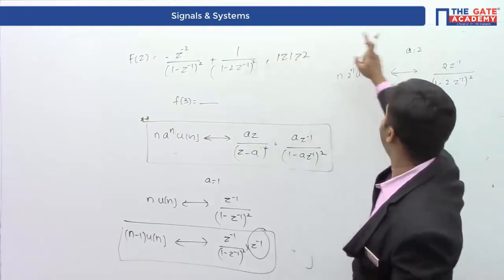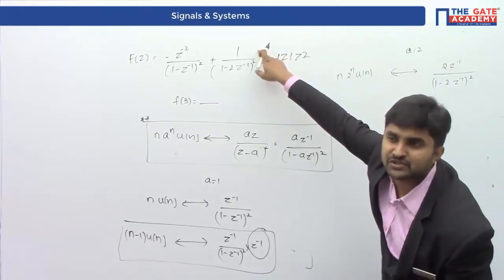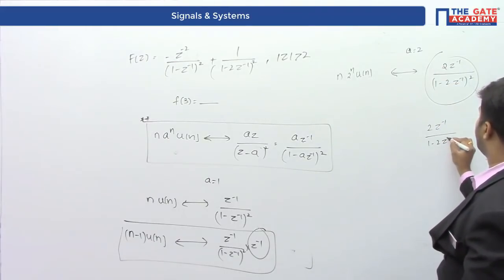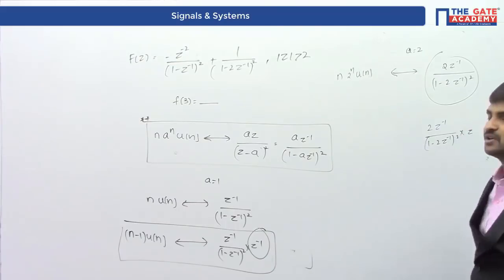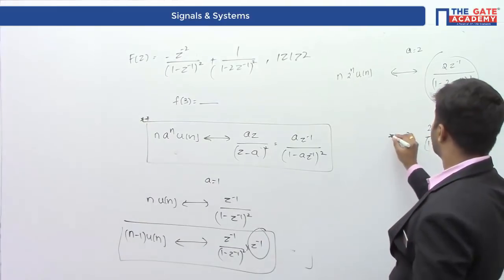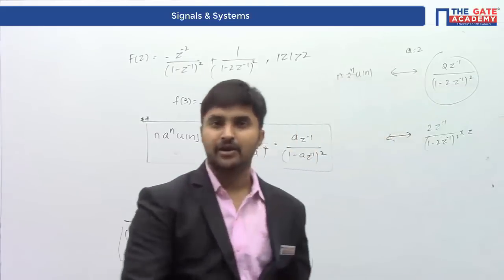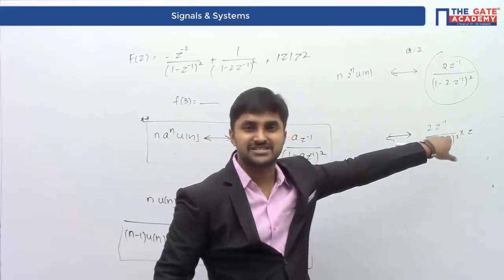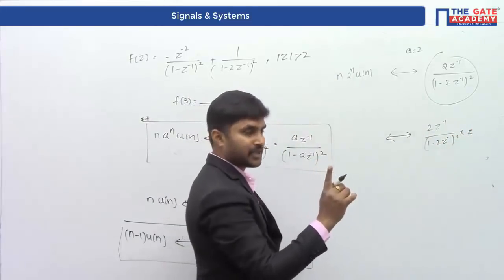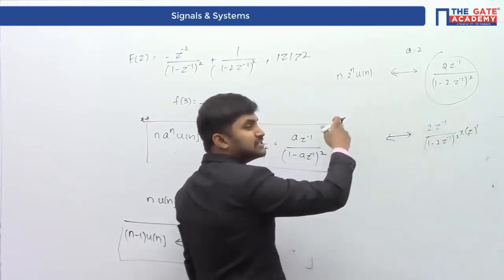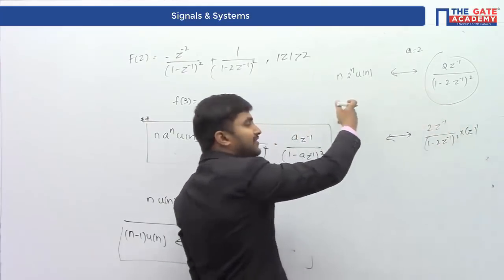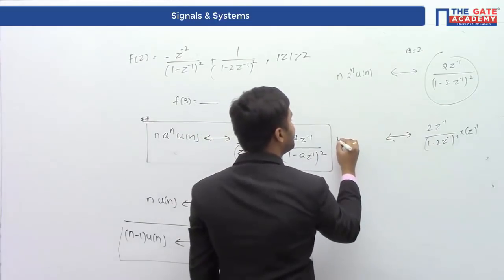Now in this expression I don't have any z power minus 1. So I will multiply the whole expression, 2z power minus 1 by 1 minus 2z power minus 1 whole square, with z, so that z power minus 1 and z get cancelled out. Whenever I multiply by z in the z domain, in the time domain there will be an advancing of 1 unit. If I multiply by z power 2, there will be an advancing of 2 units. If I multiply by z power 3, there will be an advancing of 3 units. So it is going to be advanced by 1 unit.